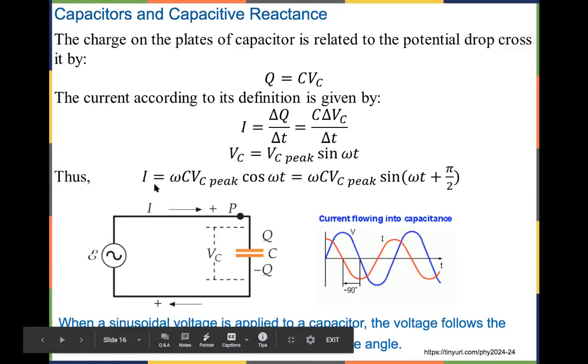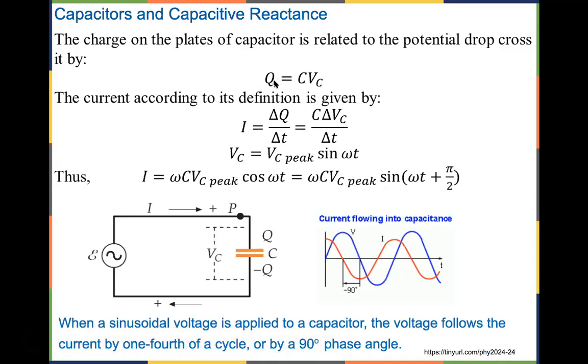So if you express the current in terms of the voltage function, the charge on the capacitor is going to be equal to C times V, what we learned earlier. But I should be equal to delta Q over delta T, so you can write C delta V divided by delta T, okay? Then if VC is a sine function, I should be a sine function plus pi over 2. So that gives you the expression like that. This says the current is leading the voltage by 90 degrees, or 1/4 of the cycle.